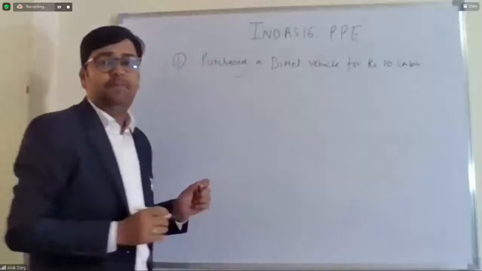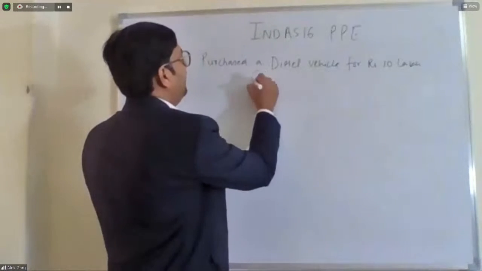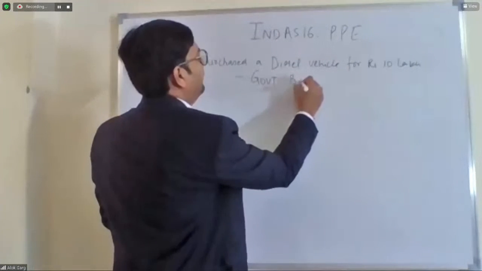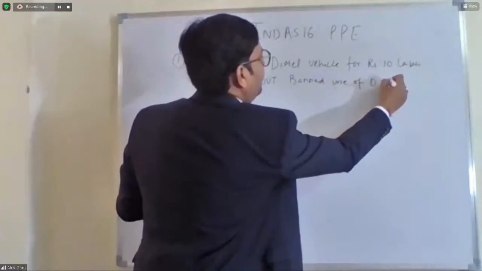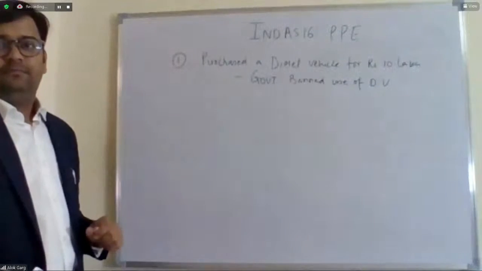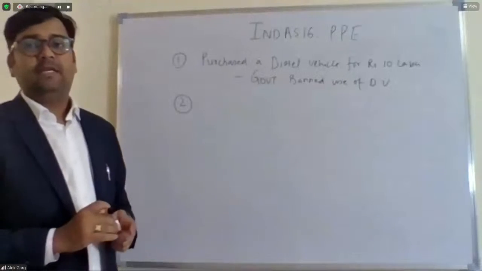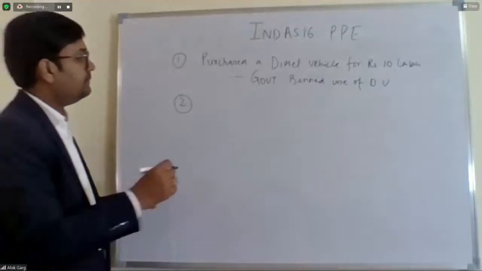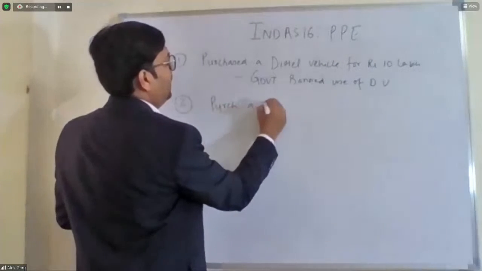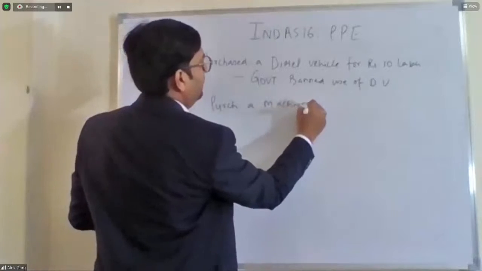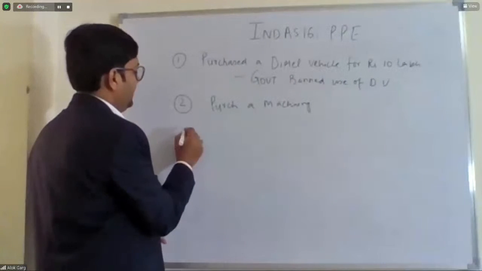The moment the company has acquired the diesel vehicle, instantly on that day, the government banned the use of diesel vehicles. Okay. Second example. Company has purchased a machinery. Okay, purchased a machinery.